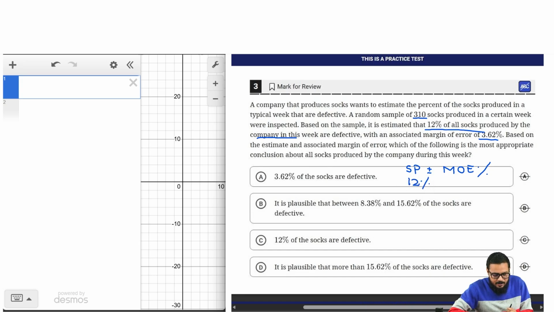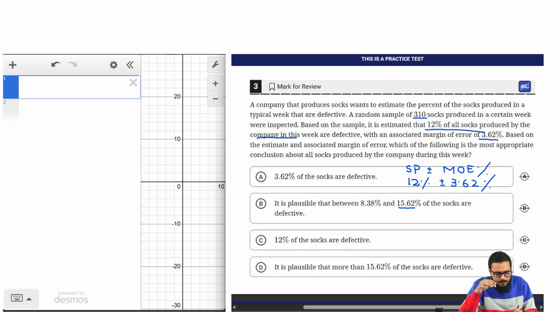And my margin of error is basically 3.62%. If you add 12% plus 3.62%, you will get 15.62%. So your upper limit would be 15.62%. That's mentioned right over here. And 12 minus 3.62%, again on your calculators, that would give you 8.38%. So your lower limit would be 8.38%.